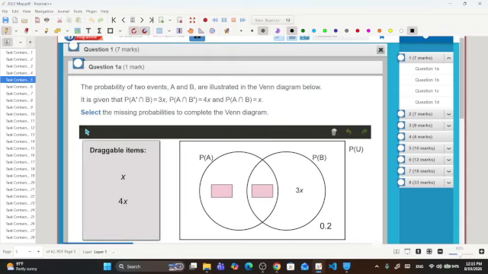Now it's pretty easy. We have been told that the probability of A intersection B, which means the common region between A and B, is supposed to be x. Hence I can write this value is going to be equal to x. And automatically, when I have only this value left of 4x, I will write 4x here. So that will be left with our complete answer.